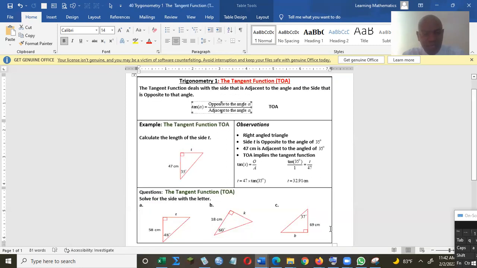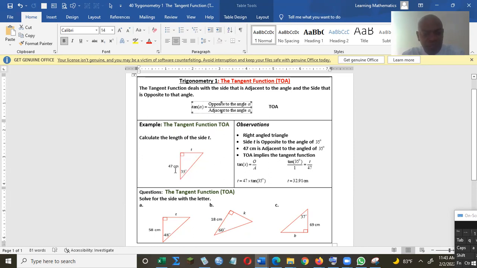And a third example, let's say you have a triangle, you have a side labeled T, you have 47 centimeters on the other side, and you have an angle of 45 degrees, and you want to solve for T. Again, you make your observations, it's a right angle triangle. As you can see, there's a 90 degrees. Side T is opposite to the 45 degrees, okay? So here you see T and it's away from the 45 degrees. So you have T opposite to the 45 degrees.